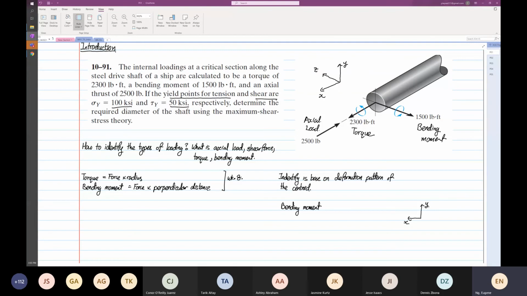So if we draw that, we look at the shaft here. This is the shaft, and the shaft is having a rotation in this direction. So this is our moment about the z-axis, equal to 1,500 pound-feet. With this 1,500 pound-feet, the deformation will look this way, and the pink is the deformation pattern.